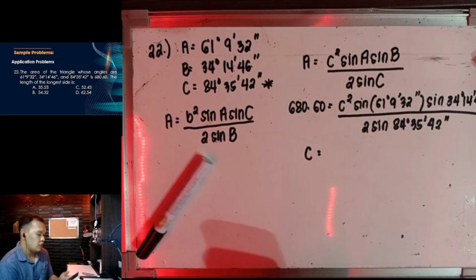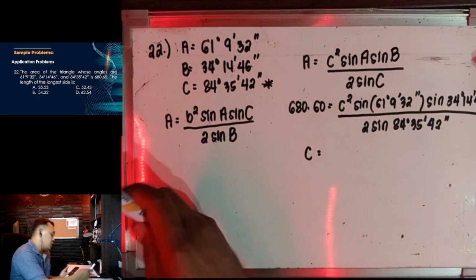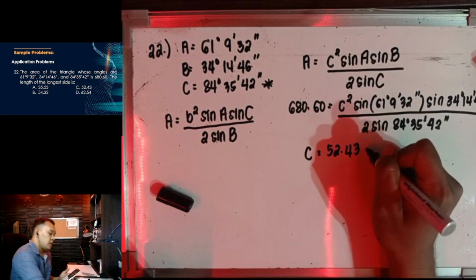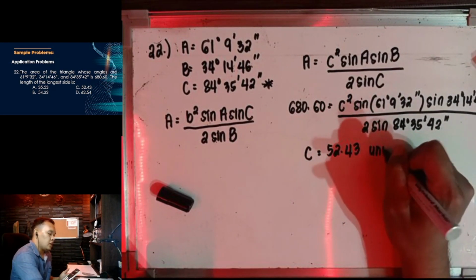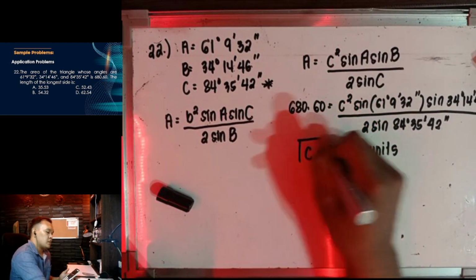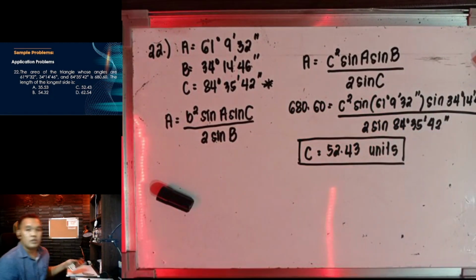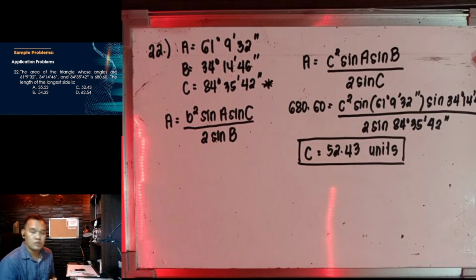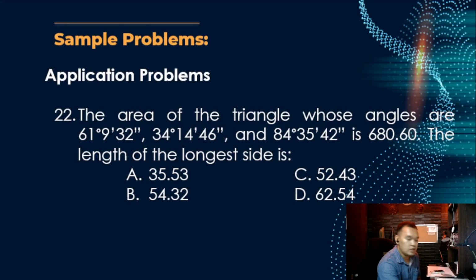So, shift solve, it will show 52.43 units. So, that is our longest side. Okay? So, let's check our value in the choices for 52.43 units. Okay? So, we have here letter C, 52.43 units. Okay. This is the answer.